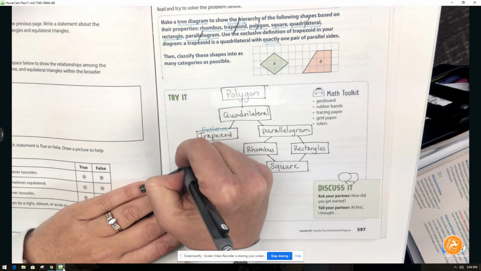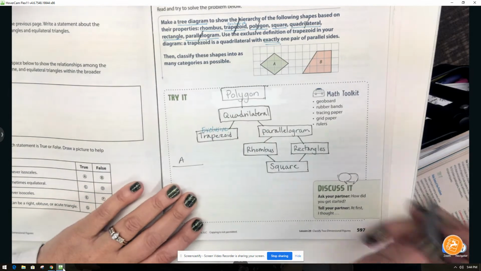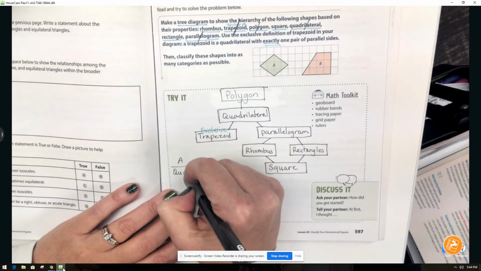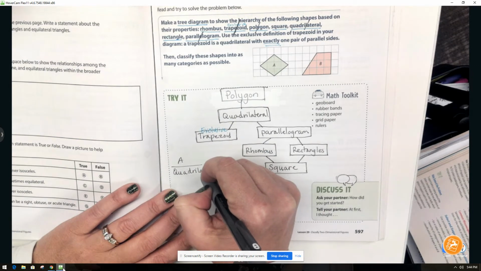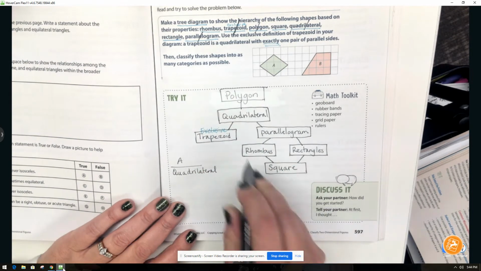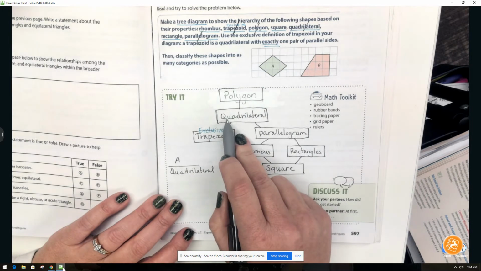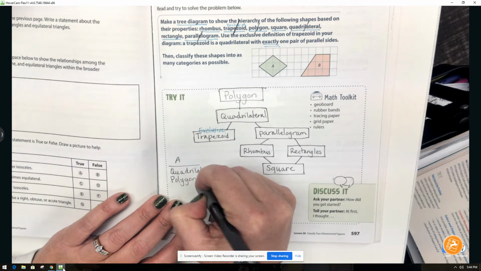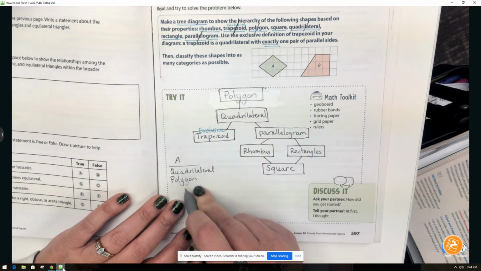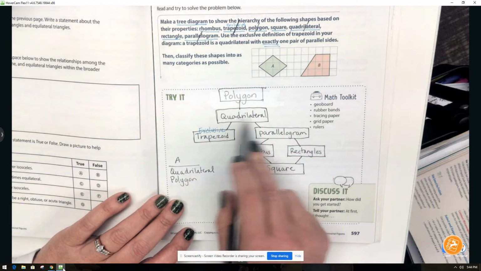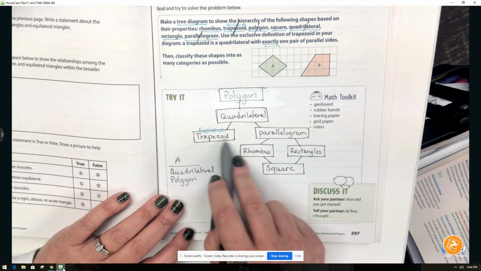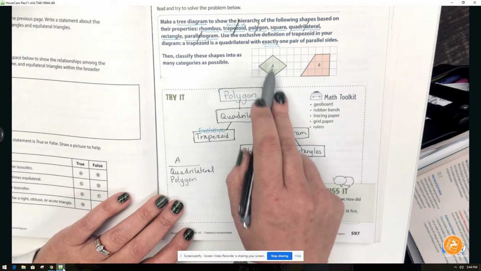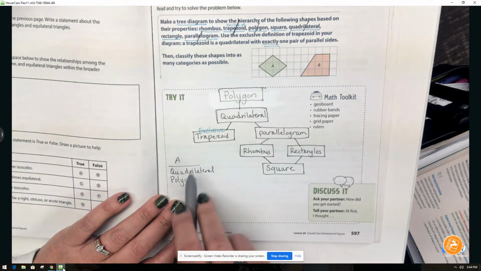So we're going to write shape A. Now shape A has four sides, so it can be a quadrilateral, and a polygon. I keep forgetting about that polygon, man. Okay, so shape A can be a polygon because it has at least three sides. It can be a quadrilateral. Can it be a trapezoid? Exclusive trapezoid. No, because it has two sets of parallel sides.